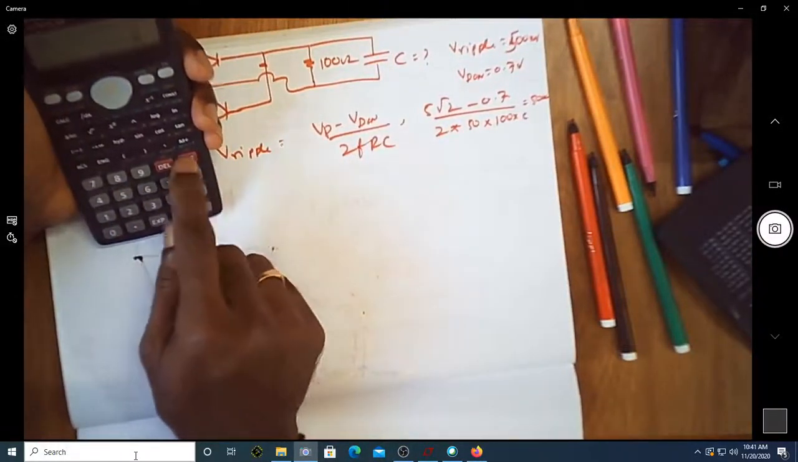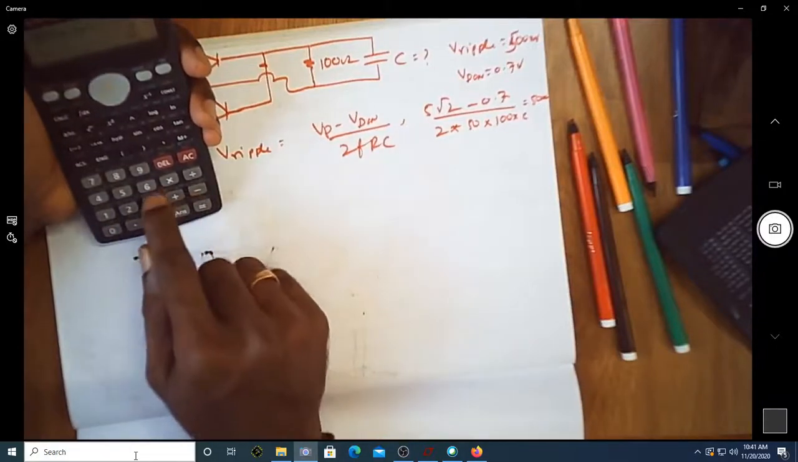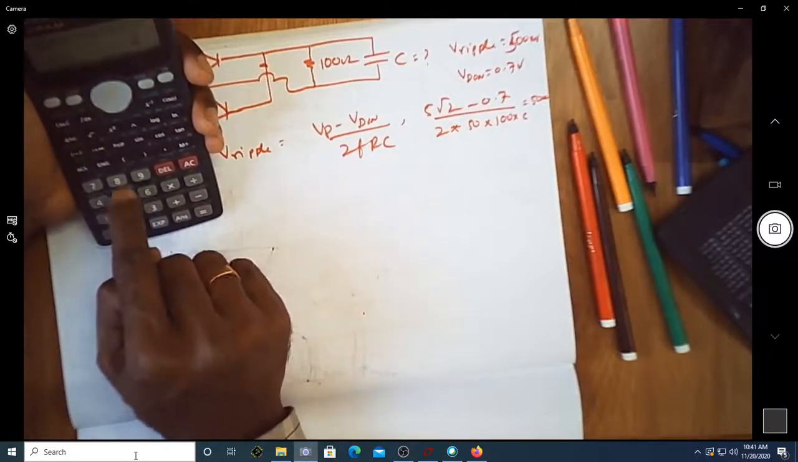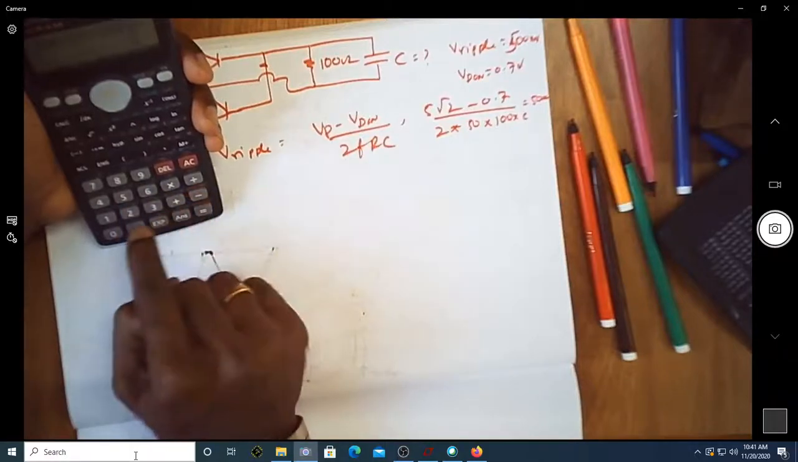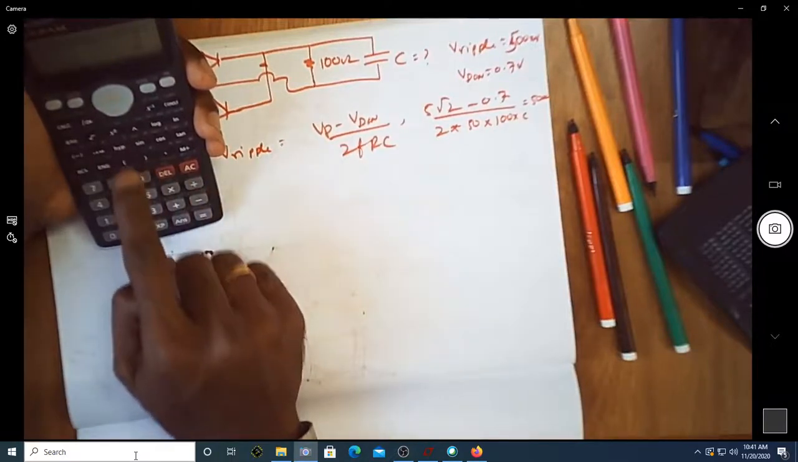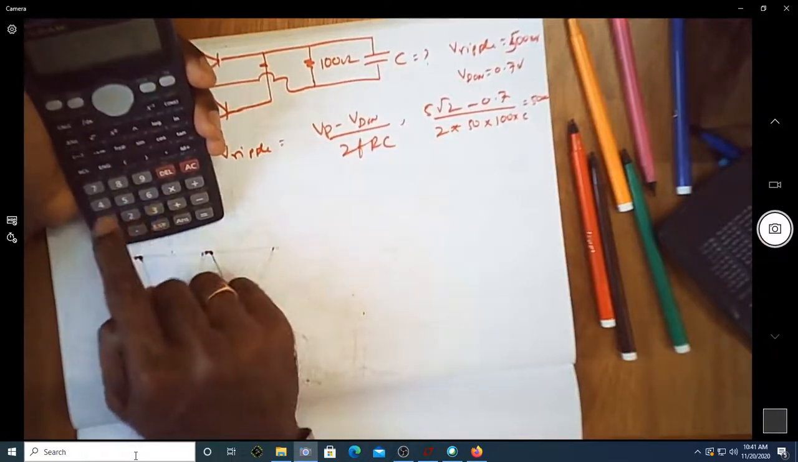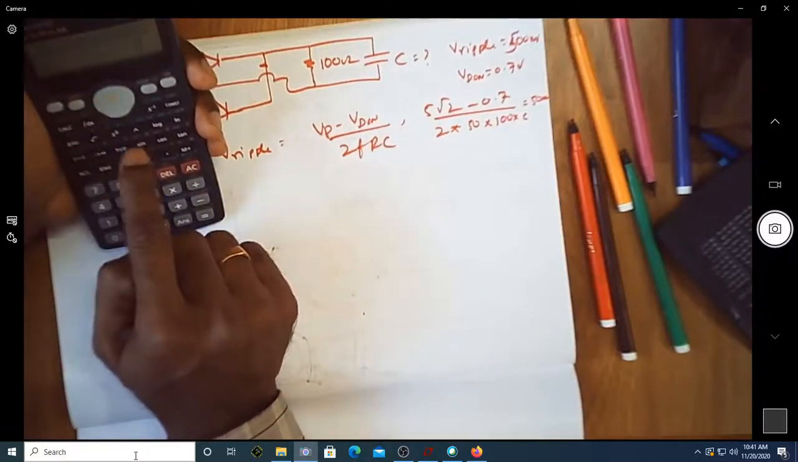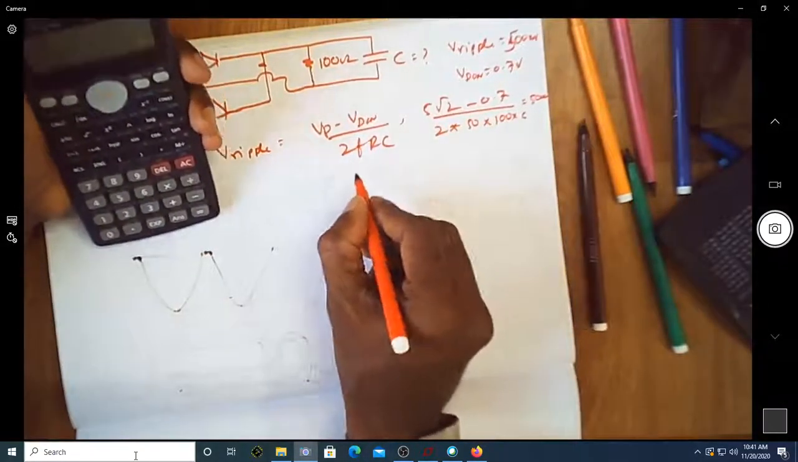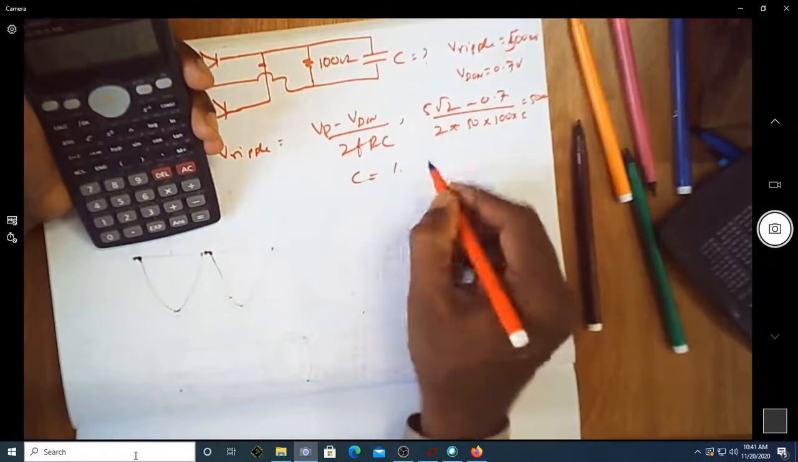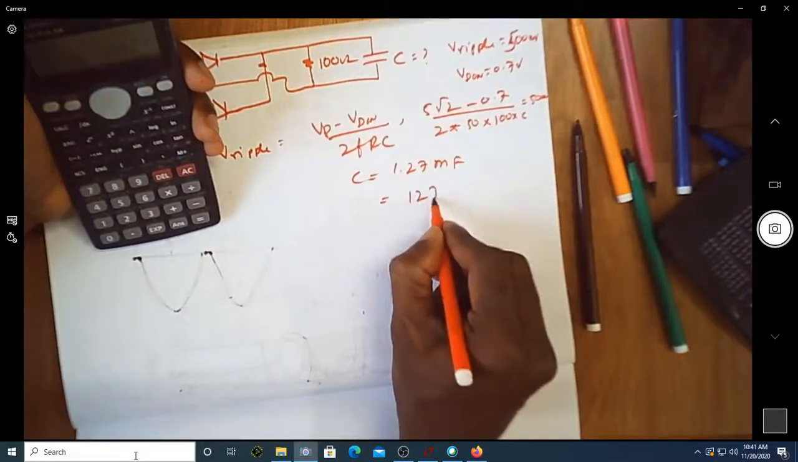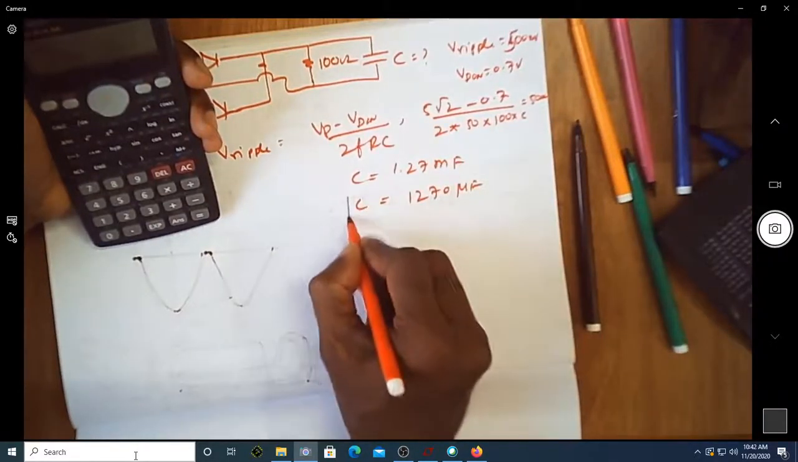So 500 times 10 to the power minus 3 equals (5 root 2 minus 0.7) divided by (2 into 50 into 100 into C). You can see the value of C that is required is 1.27 millifarad, which is nothing but 1270 microfarad capacitor. This is the value of C.